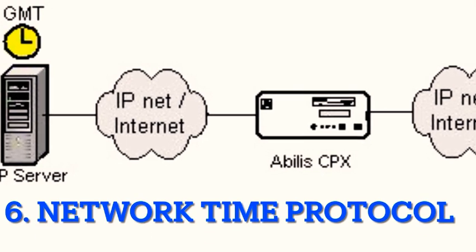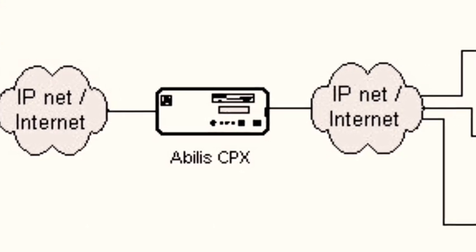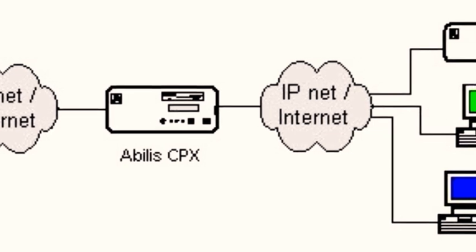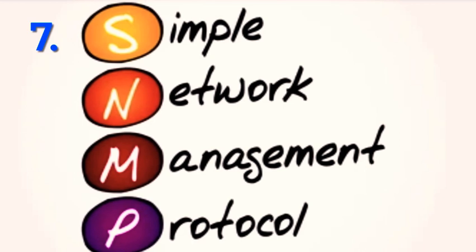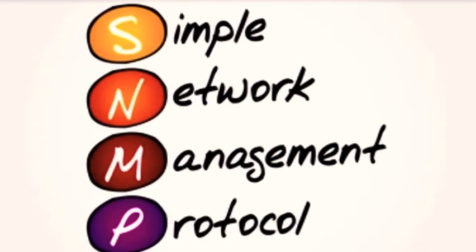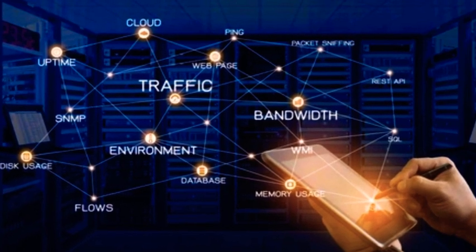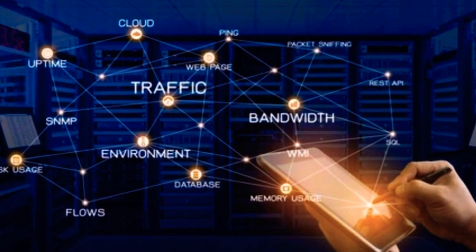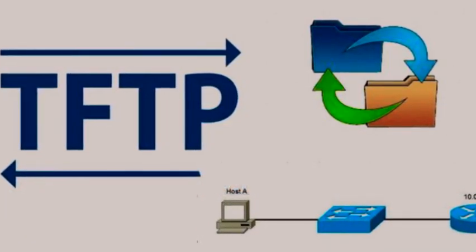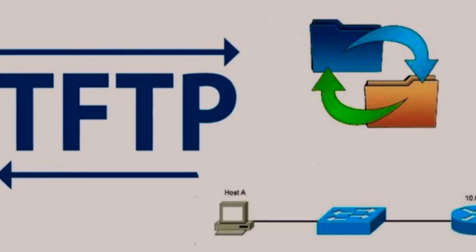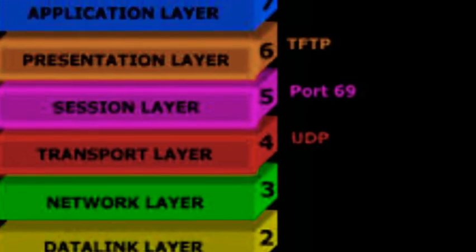Number six, NTP, or Network Time Protocol, used for time synchronization across networks, relies on UDP. The lightweight nature of UDP is sufficient for the purpose of time synchronization. Number seven, Simple Network Management Protocol, or SNMP, used for network management and monitoring, can use UDP for communication between the management station and the managed devices. Number eight, TFTP, or Trivial File Transfer Protocol, uses UDP for its simplicity and lower overhead compared to TCP. TFTP is often used for lightweight file transfers.